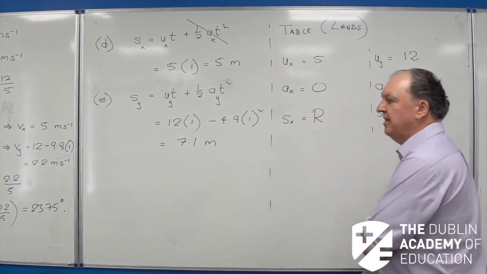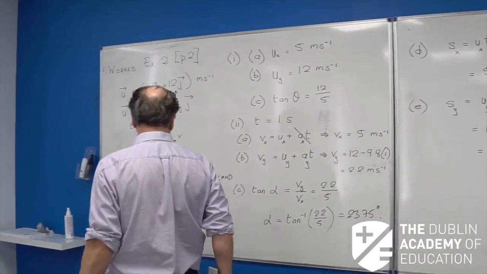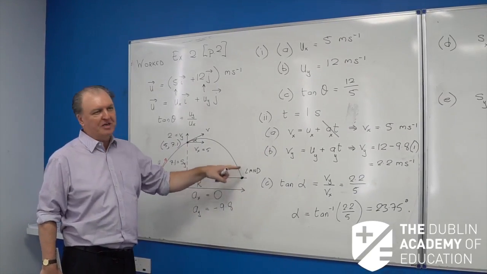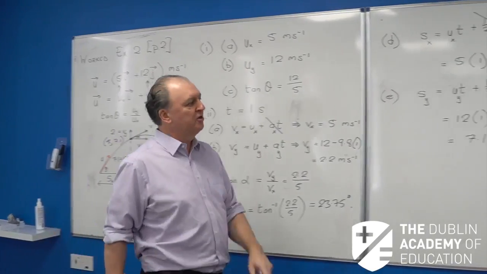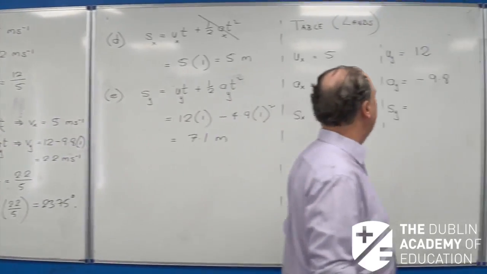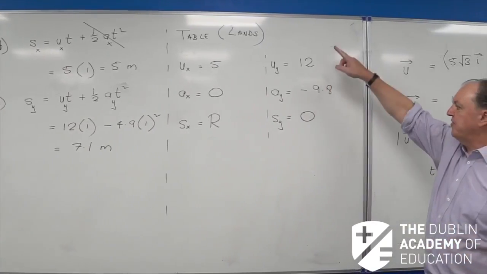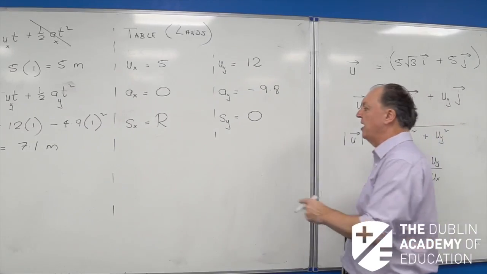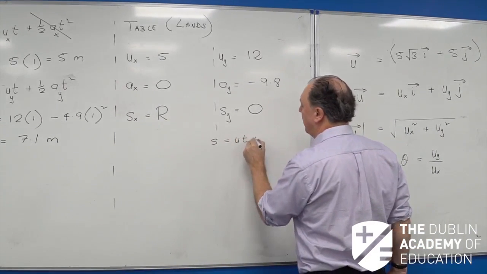And of course, if it lands, then the distance in the y direction will be 0, won't it? 0 meters above the ground. It's at the same level as when it was launched. So therefore, Sy is equal to 0. So look, I've got full information there. I want to find the time it takes to land. So I'm going to use the S equation: S equals ut plus a half at squared.